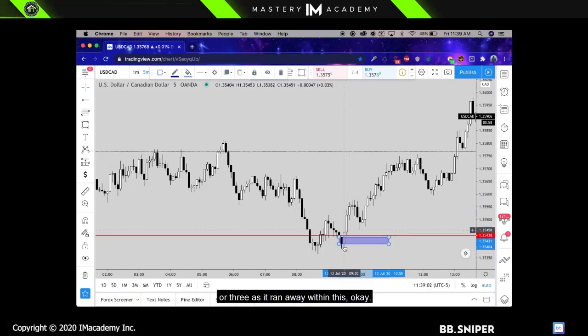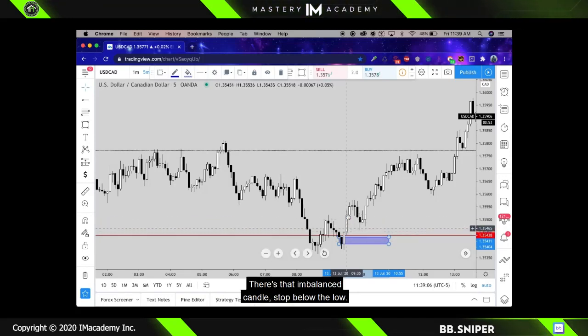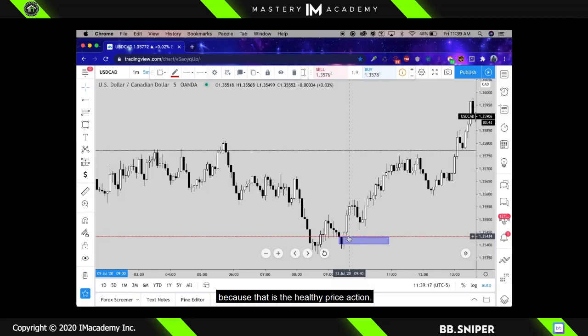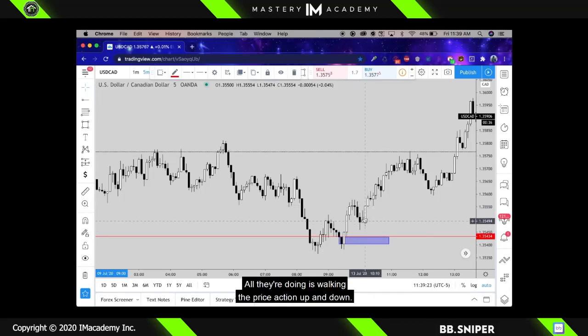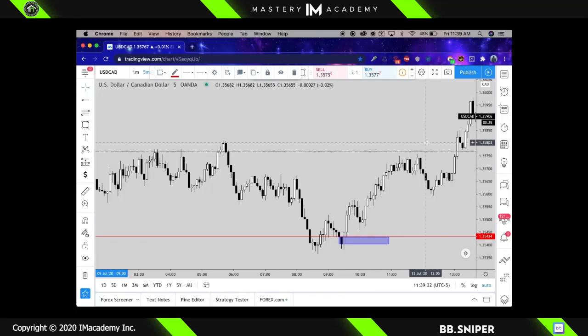Or three, as it ran away within this, okay, there's that imbalance candle. Stop below the low. You could even come and execute here, right? Your stop loss would again be moved down to about that area because that is the healthy price action. So that could be another position. All they're doing is walking the price action up and down, okay? Walking it up and down, you have numerous opportunities before it actually does the movement.